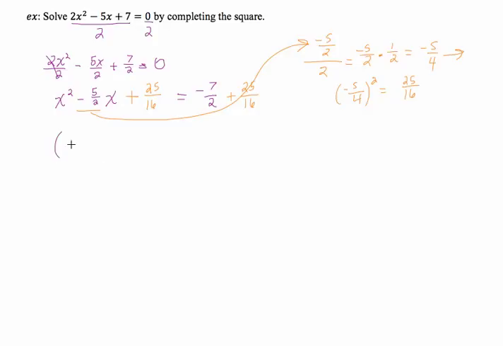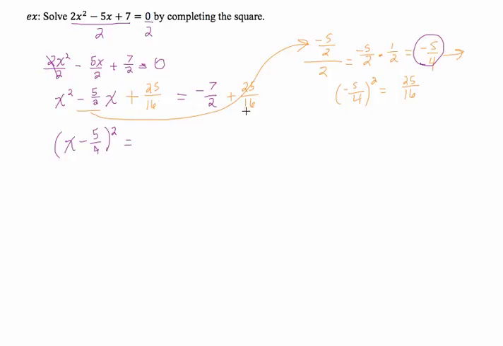So on the left, it should factor into x plus this number. So minus 5/4 all squared. And if you check, that will work. If you FOIL this out, you should get back this. So you can always check your work here.